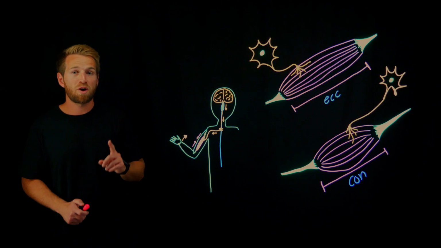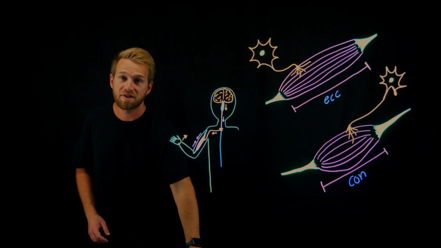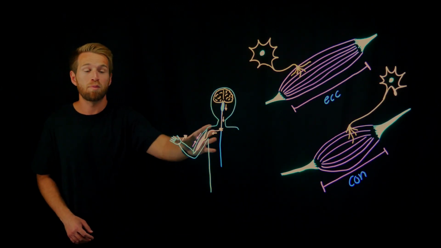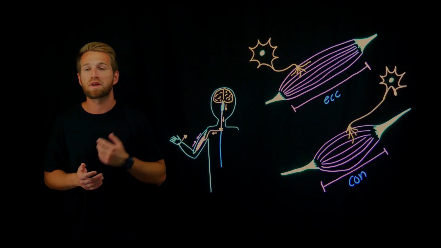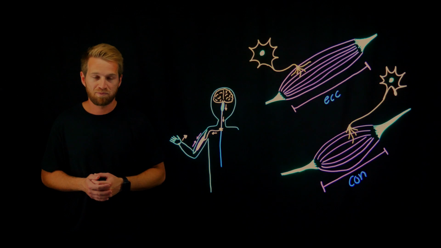But first, it all starts by determining which muscle is actually contracting. Is there a muscular contraction? Then you can determine whether this contraction is concentric, eccentric, or isometric.